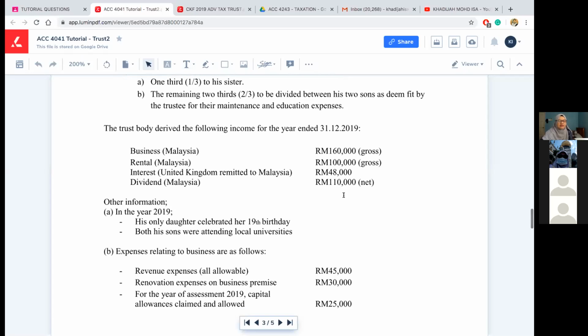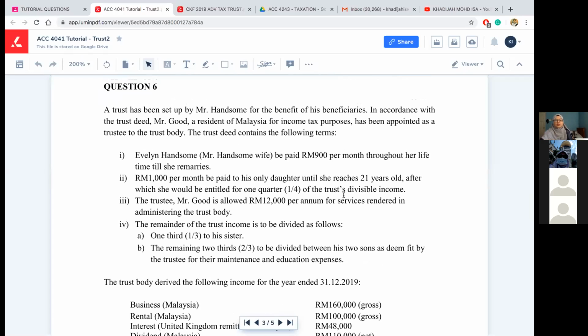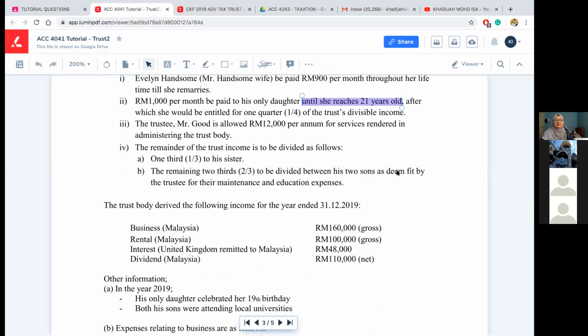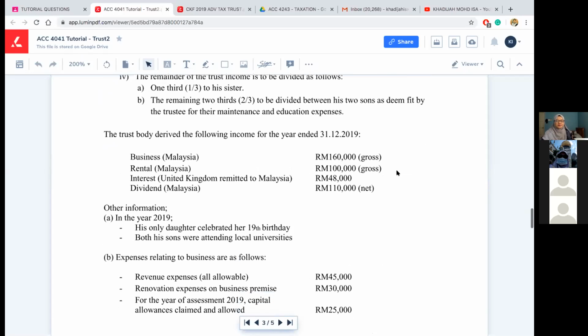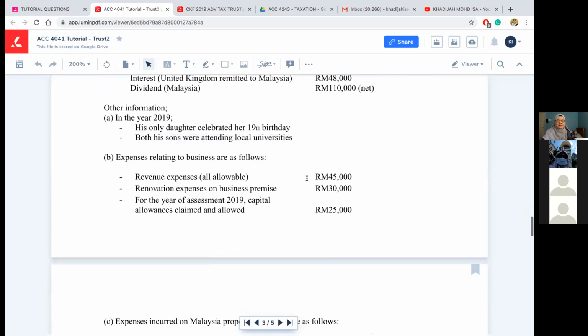And then in 2019, the daughter, 19th birthday. So it means that the daughter will continue to receive annuity because the law says that until she reaches 21 years old. So in 2019, the daughter is still 19 years old, means that she will continue to receive the annuity. Sons attending local universities. So there's a question with regard to the relief. Remember that we are not actually looking at the income tax computation for the individual. So we are not looking at the relief 4,000 or 6,000 now.